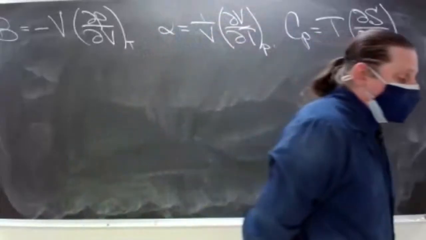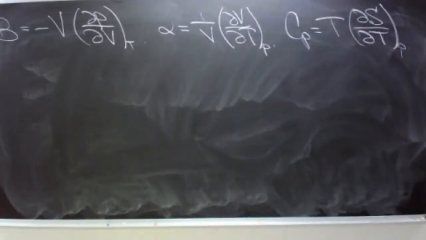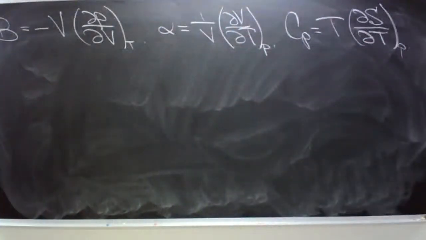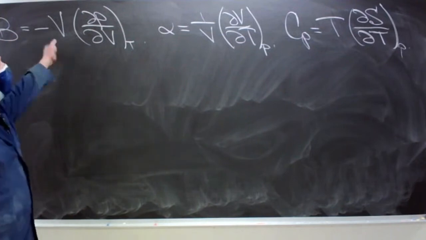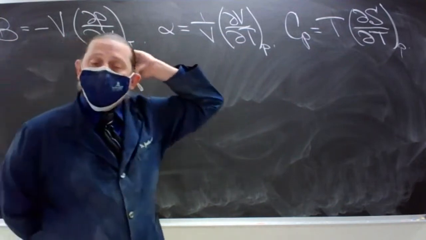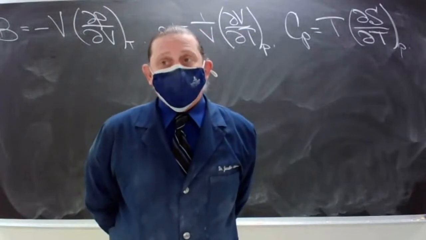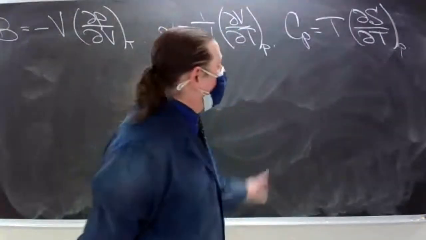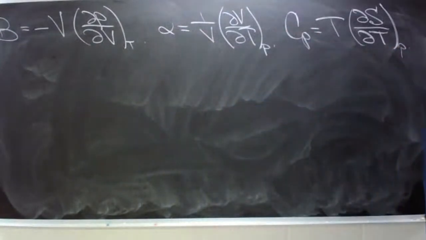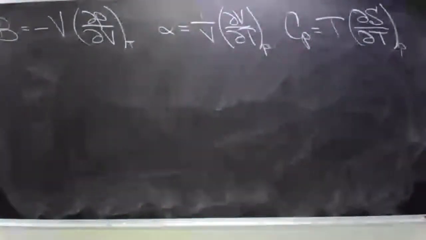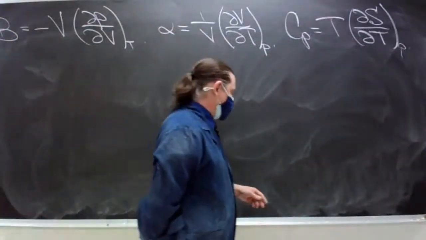So we were talking about thermodynamic derivatives, and we said in particular that there were 3 of them that we wanted to express other derivatives in terms of. These 3 are the isothermal bulk modulus, the isobaric thermal expansion coefficient, and the heat capacity at constant pressure. So let's just take a couple of minutes talking about what these represent.